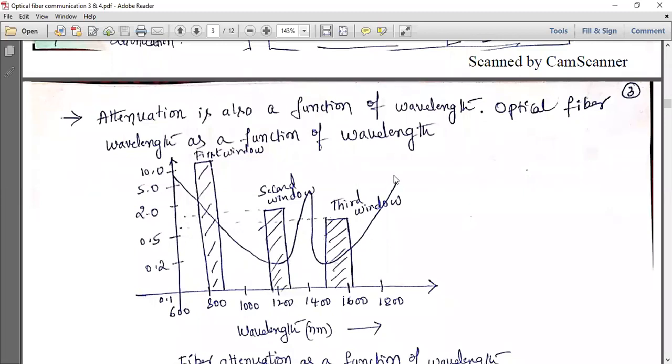This gives an insight that if you are operating very near to 1400 nanometer, maybe at 1.35 micrometer, your second window will... Yeah, there is a question. I'll just check it. Okay, what is your question?